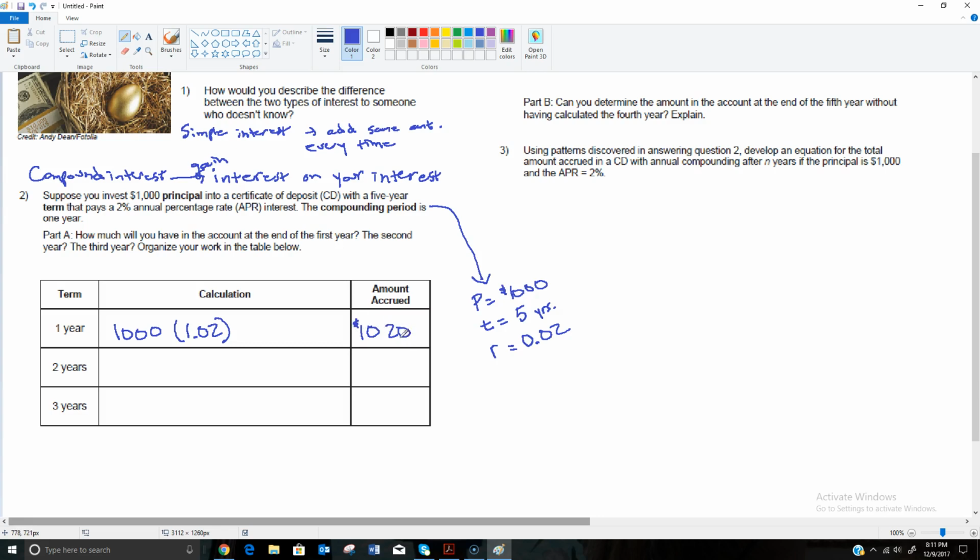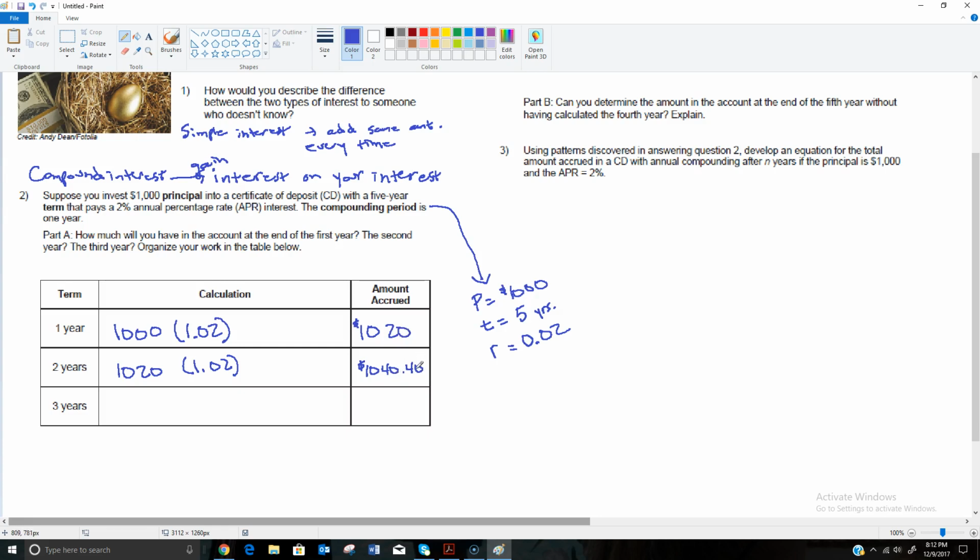Now if this was simple interest, the next year they would just gain another $20. It'd be $1,040, but this isn't. This is compounded interest. So instead of adding 20 bucks on the next year, we're going to take this 1,020 and we're going to take it times 1.02. So 1,020 times 1.02 gets us $1,040, rather, and 40 cents. So we didn't just add on $20, we added on $20.40.